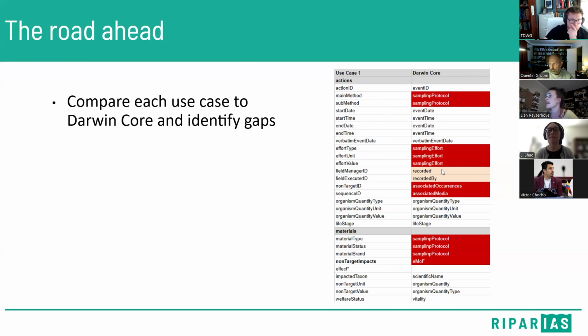Same thing for sampling efforts. There's no field for the type, there's no field for unit or values. Same for instance for bycatch species. You could, I think, use associated occurrences in Darwin Core. So there are some fields that need revision, or there are some extra fields that need to be created. And by going through each of these use cases, we can actually start identifying what the gaps are and what could be improved.